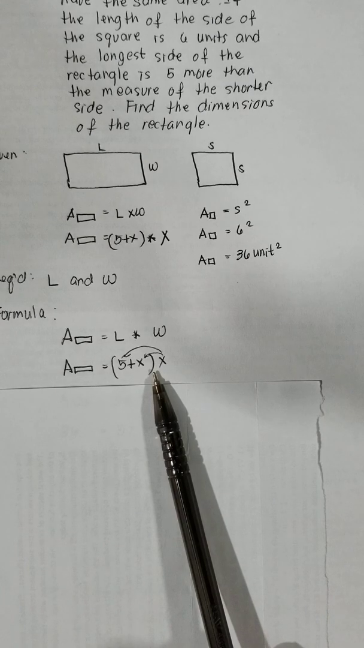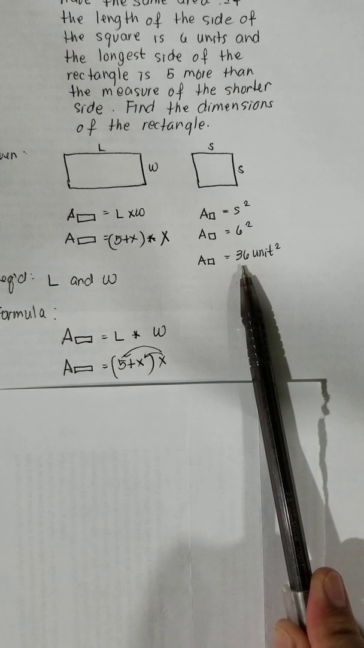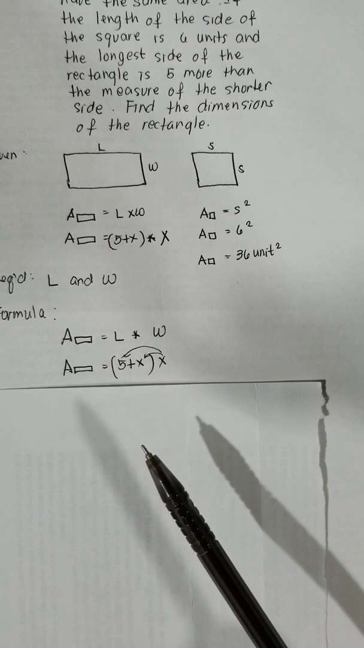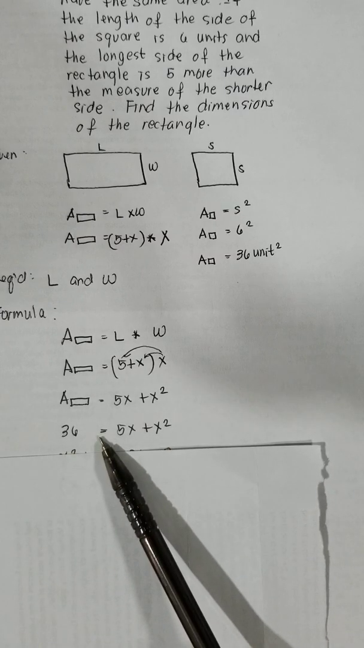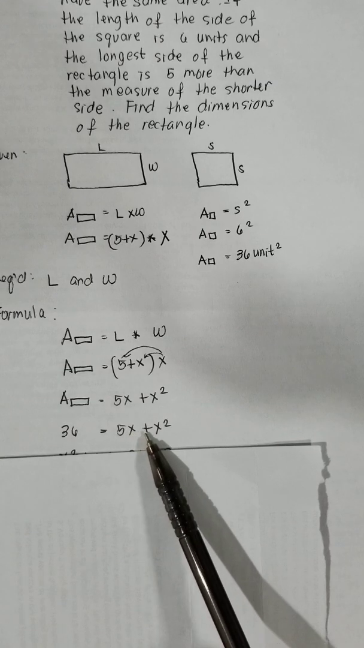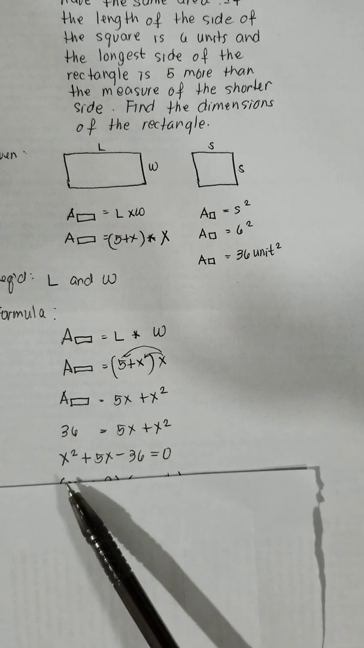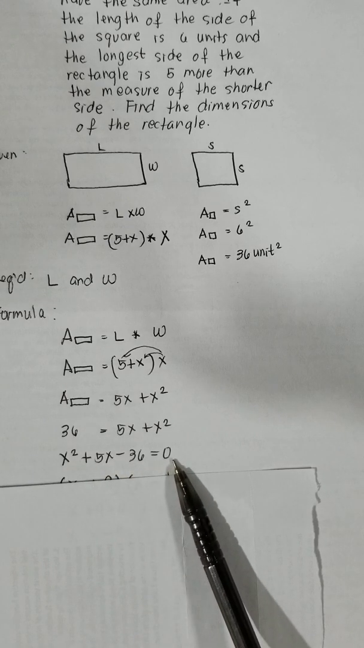Since the area of a square is equivalent to the area of the rectangle, which we computed earlier as 36 units squared, we can substitute 36 units squared as the area of the rectangle, thus giving us the working formula of 36 is equivalent to 5x plus x squared. And rearranging the quadratic equation, we have x squared plus 5x minus 36 is equivalent to 0.